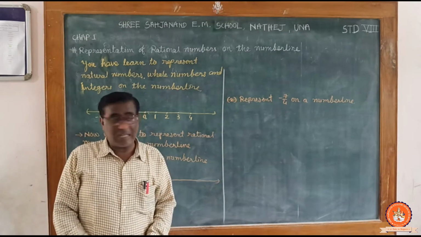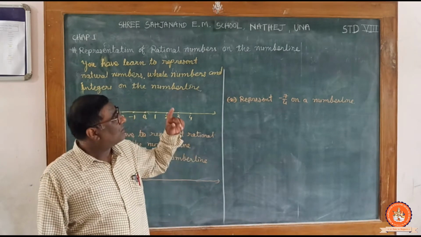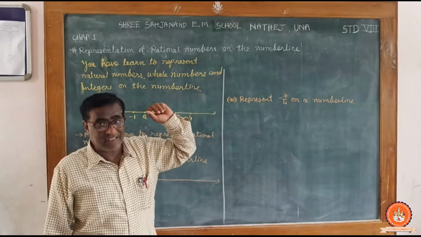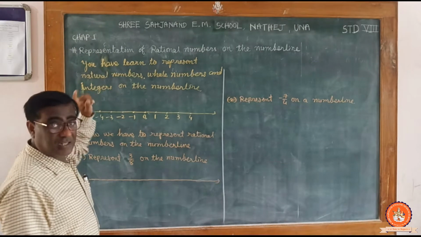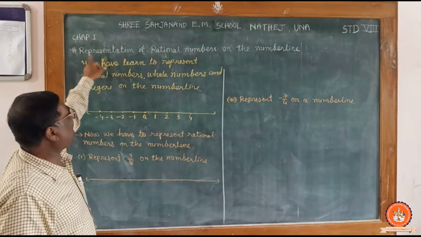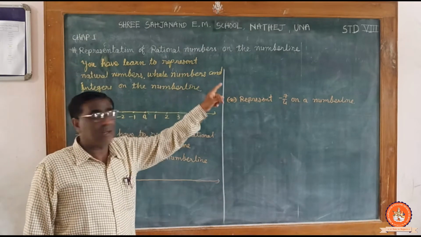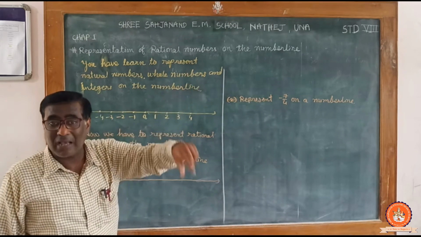Welcome to the session of Maths for Standard 8, chapter number 1. The topic is representation of rational numbers on the number line.